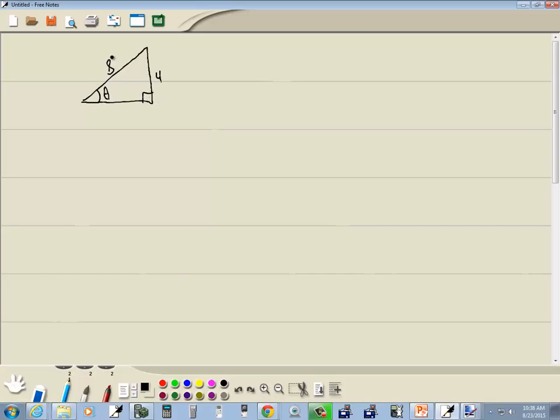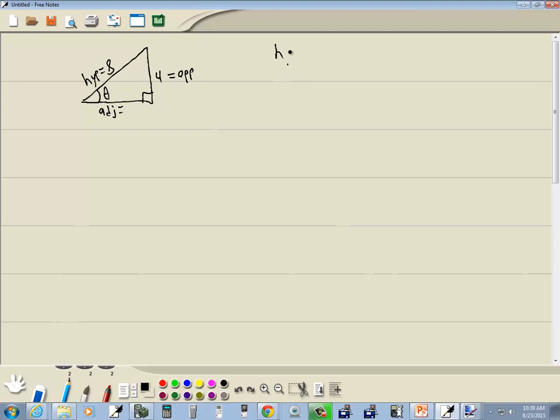Well, the side that's always opposite the right angle in your right triangle is your hypotenuse. So hypotenuse is equal to 8. And since here's our angle, the side opposite of it is our opposite side. So the side we're missing is the adjacent. So let's work at finding that first.